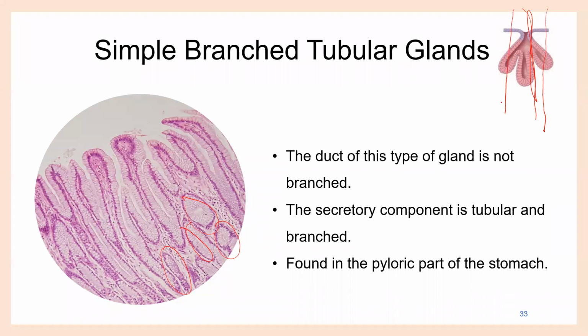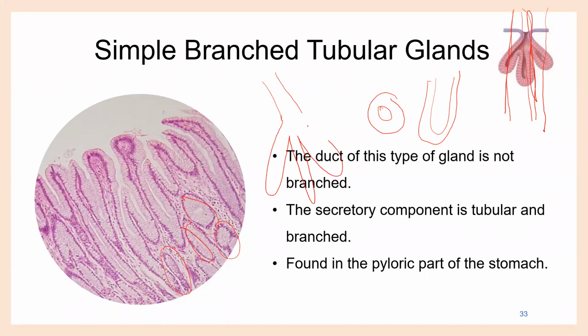Okay, so that is because of the branching. If you cut across like this, some will be circular, others will be long like this, right? So the duct will come down and the tubular portion will be branched. The duct is not branched, but the secretory component of the gland is branched. Okay, so you see this in the pyloric part of the stomach.